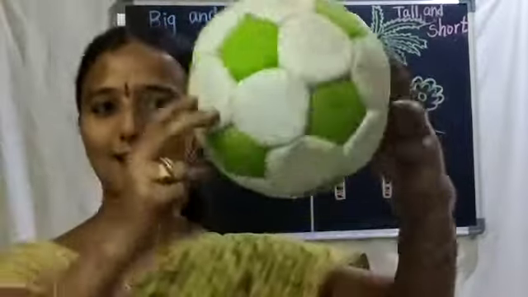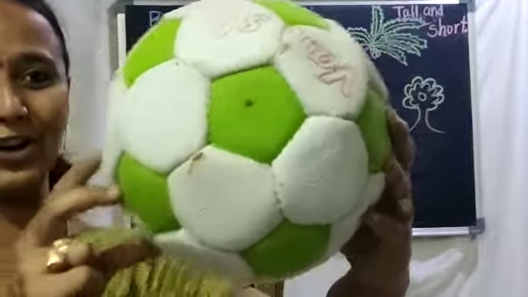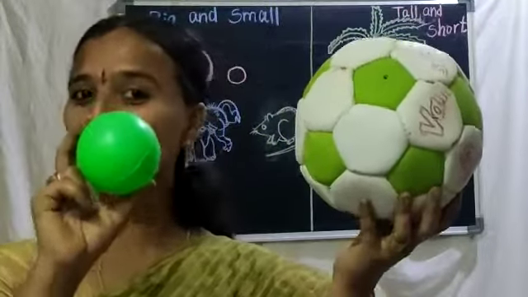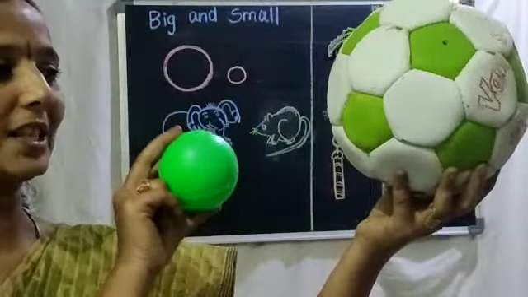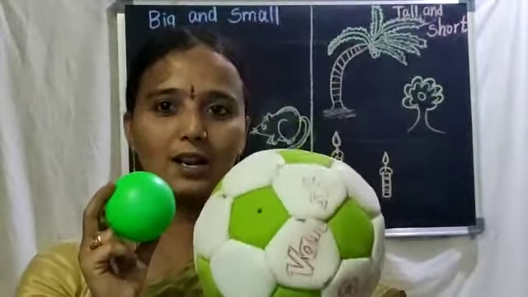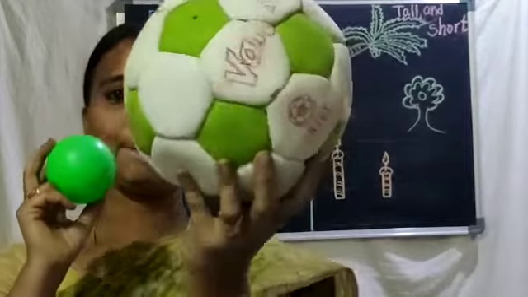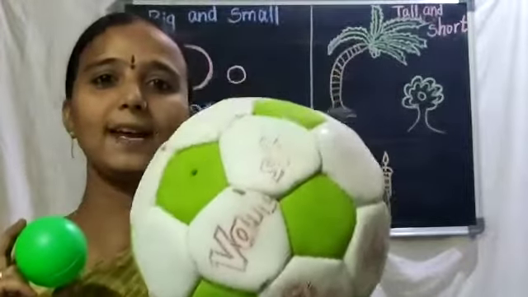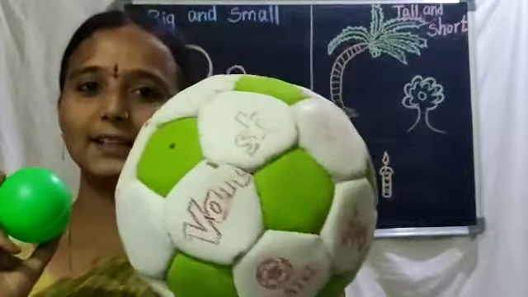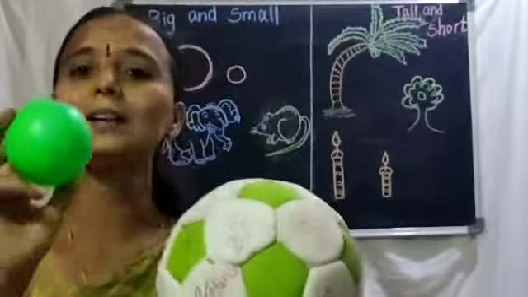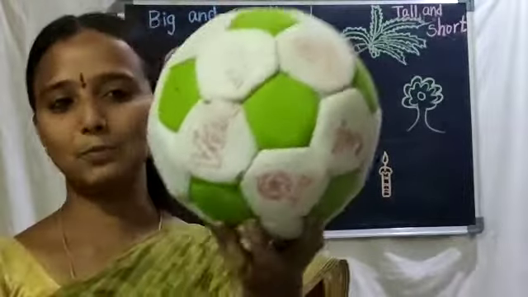Next, look here. What is this? Ball. Yes. And what is this? This is the ball. All of you see. How is the ball? Big. And how is the ball? Small. Big ball, small ball. This ball is bigger than this ball. Yes, do you understand, children, all of you?